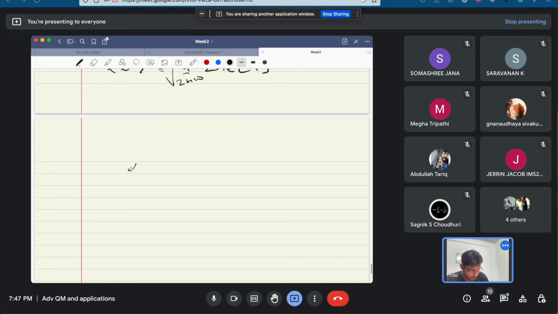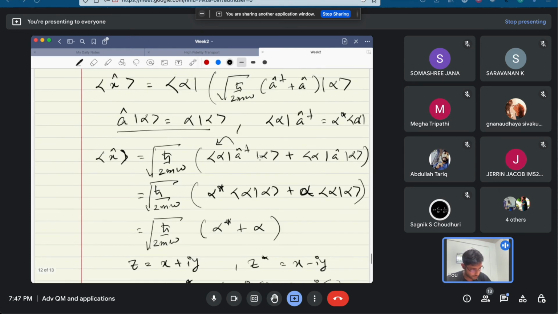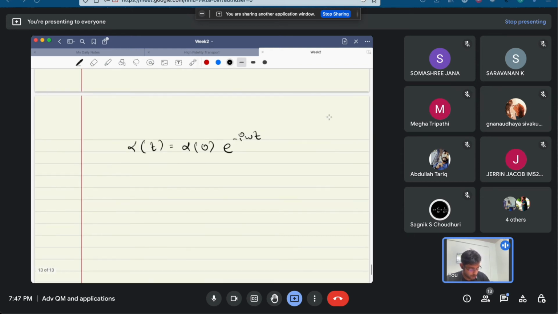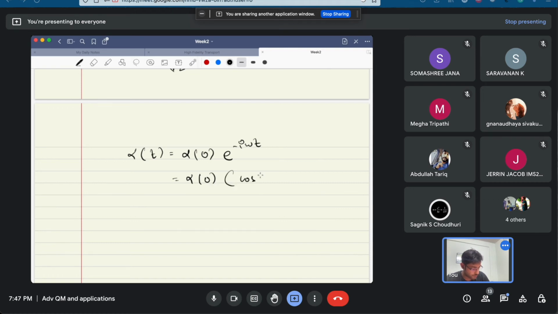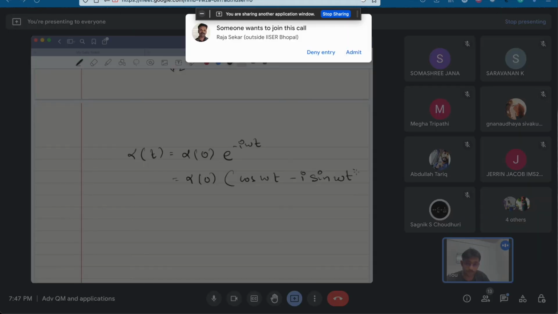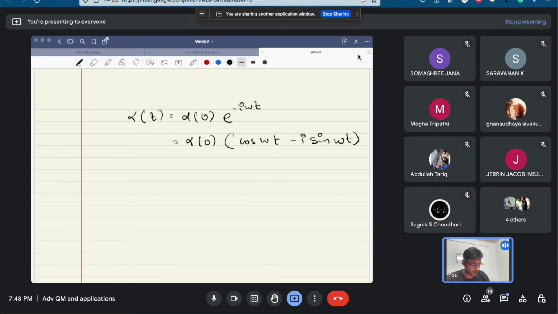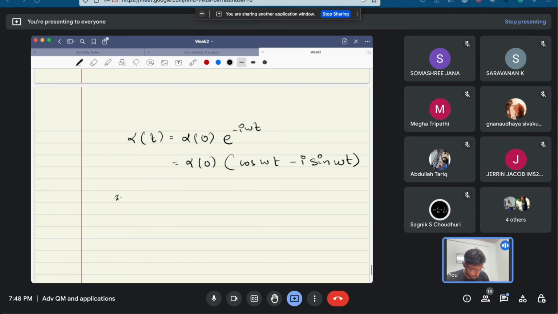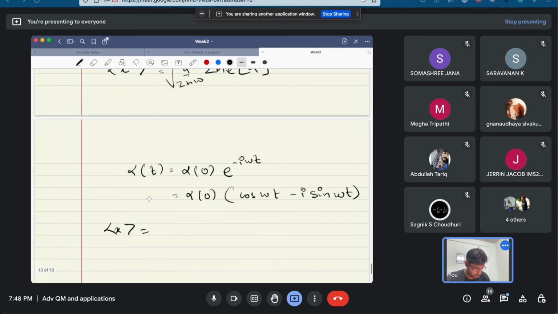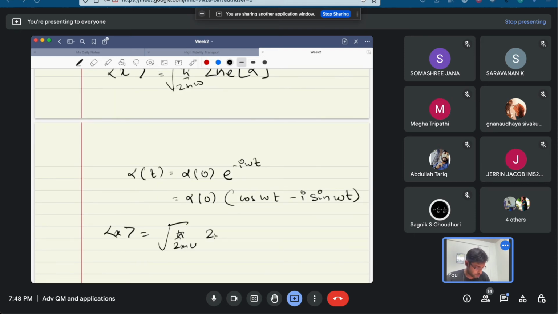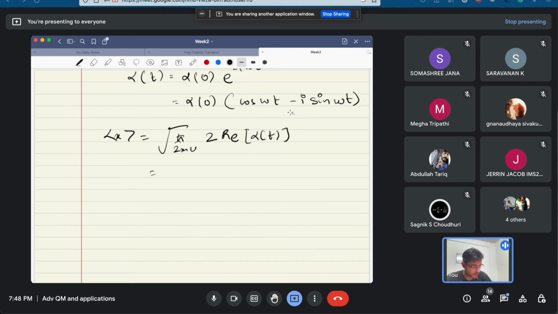Now we had found out that alpha(t) was given as alpha naught e to the power minus i omega t, as we have derived earlier, this one. This you can write in the form cos omega t minus i sin omega t. So the expectation value, as I said, depends on some coefficient times twice the real part of alpha(t). So this part is ignored and we are only left with cos omega t, right?